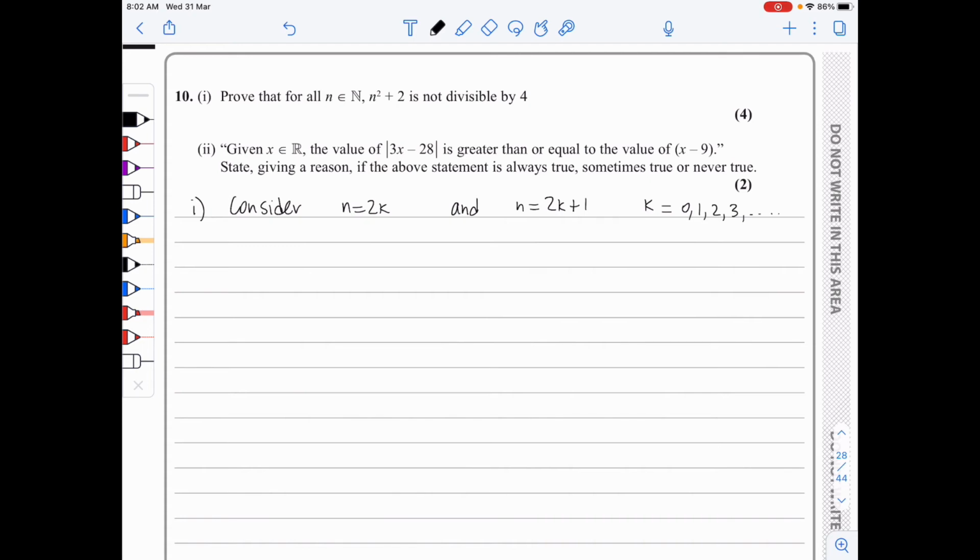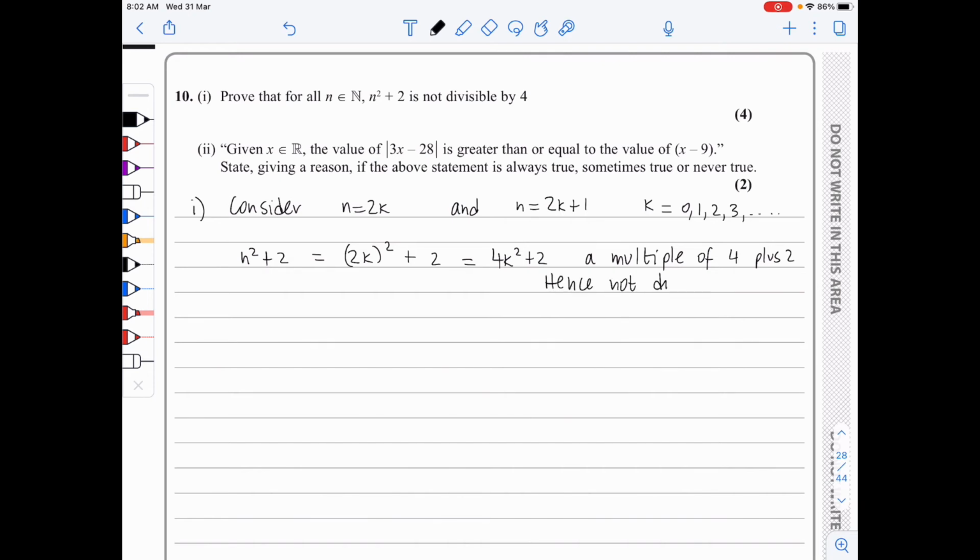Now, n squared plus 2 will be 2k squared plus 2, which is 4k squared plus 2. Certainly not divisible by 4 because it's a multiple of 4 plus 2. So it's a multiple of 4 plus 2, hence not a multiple of 4.